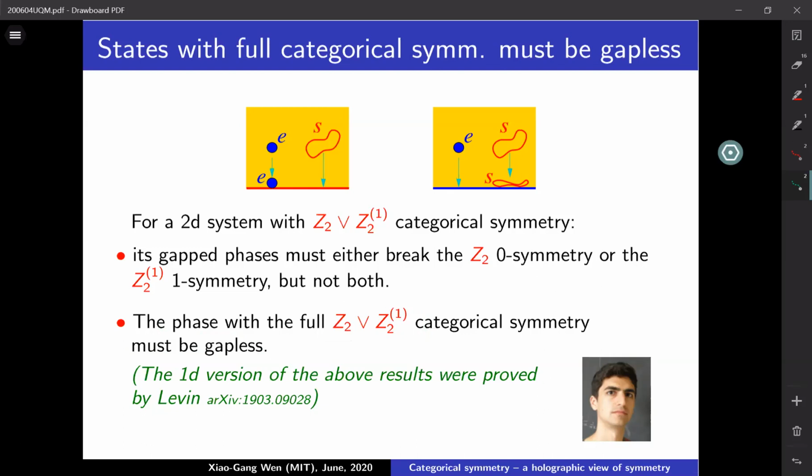Coupled with a minimal excitation condition, that gives us some hope. Maybe this categorical symmetry can fully characterize this gapless phase, at least one or a few of these gapless phases with a minimal amount of excitation. Okay, so this is a feature of categorical symmetry. Actually, there is a rigorous proof by Michael, but he considered the one dimensional version of this. What I present is a two dimensional version of the same thing. So we believe this is probably true in any dimension. So the phases with the full categorical symmetry are really tied to this gapless phase.